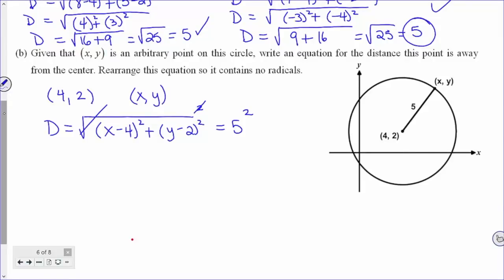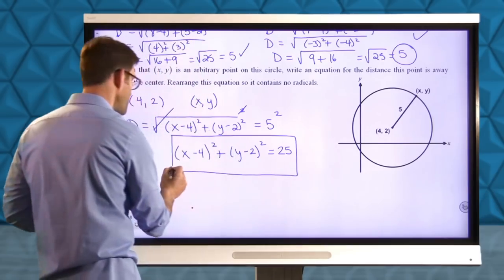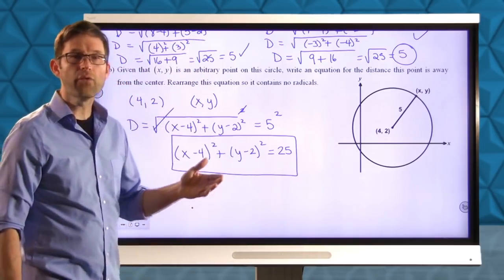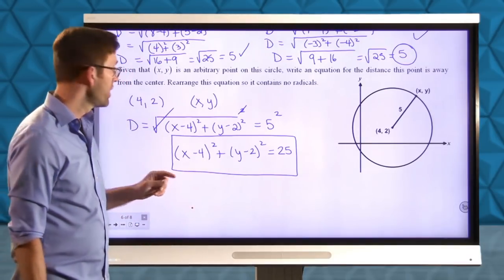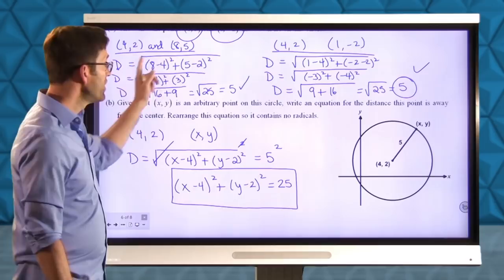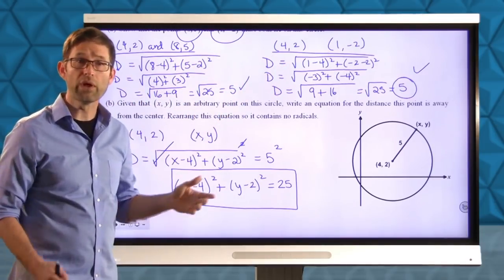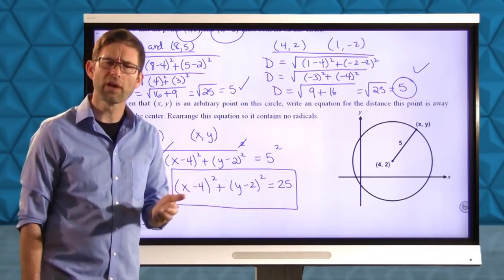Literally, those two cancel. And I'm left with (x minus 4) squared plus (y minus 2) squared is equal to 25. And this is the equation of that circle. Every point on that circle will make this equation true, including the 2 points from up here. We could check that, but in essence, we already did.